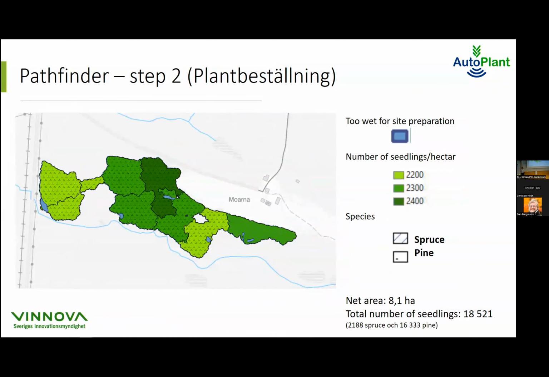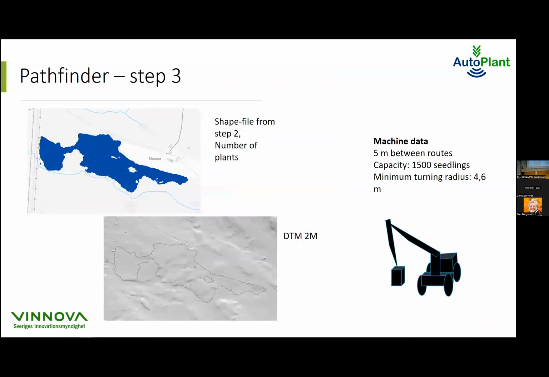And you get the net area and the total number of seedlings. And then we feed this into part 2 of this Pathfinder tool, which is the shape file with the net area and the number of plants. And if the density is different, it can handle that as well. And here we have 5 meters between the roots and a capacity of 1,500 seedlings and a minimum turning radius of 4.6 meters. And then we need the digital elevation model again.